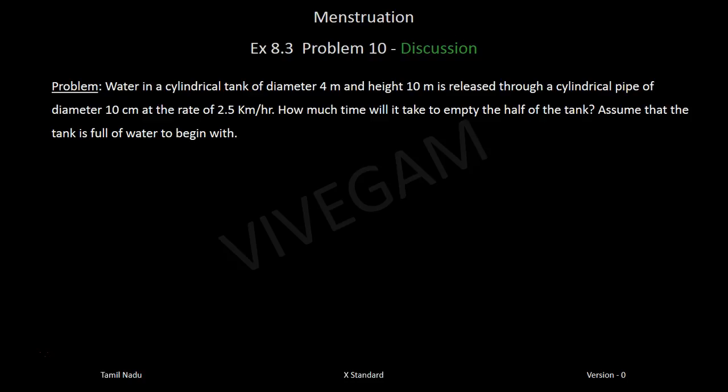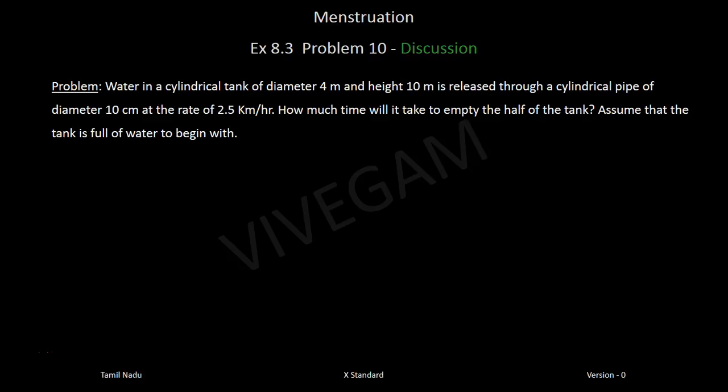So what they are talking about is a tank which is full of water, and it is going to be emptied by half. That water is getting discharged through a pipe, and the rate of flow is 2.5 kilometers per hour. That's the speed of flow. And they're asking us the time it will take to discharge half the tank.